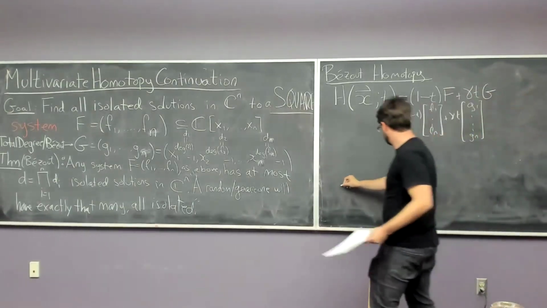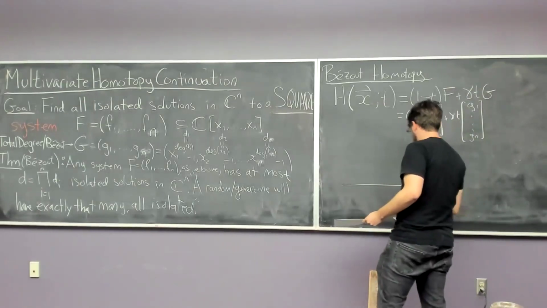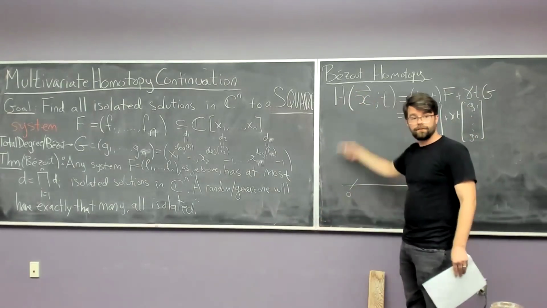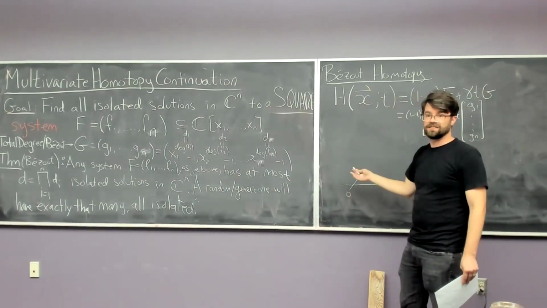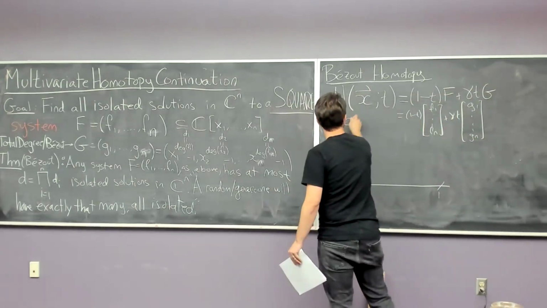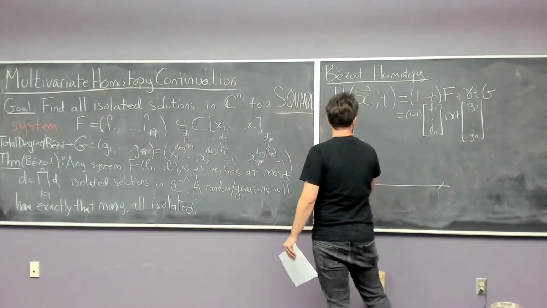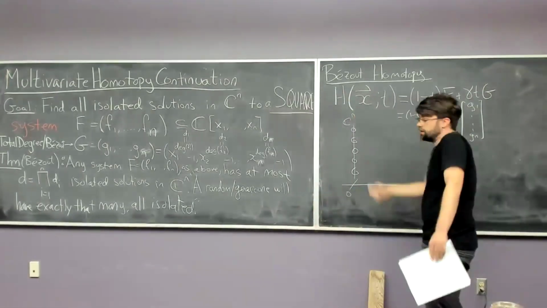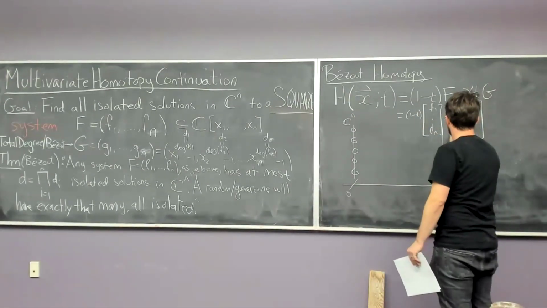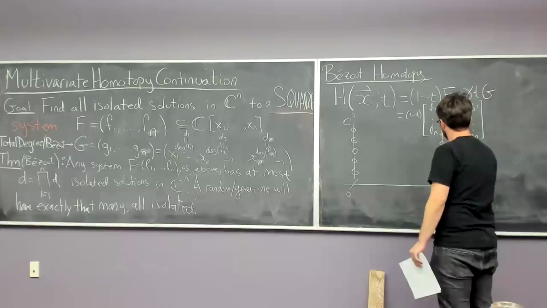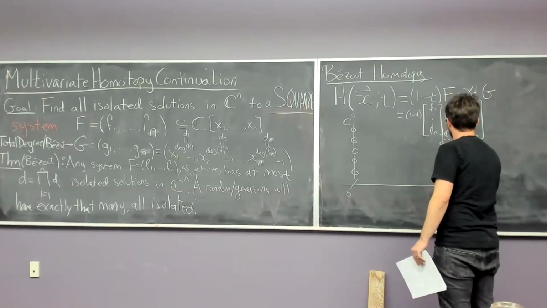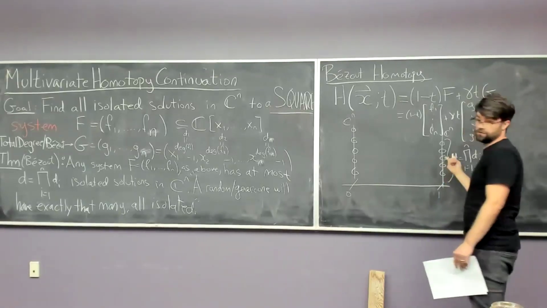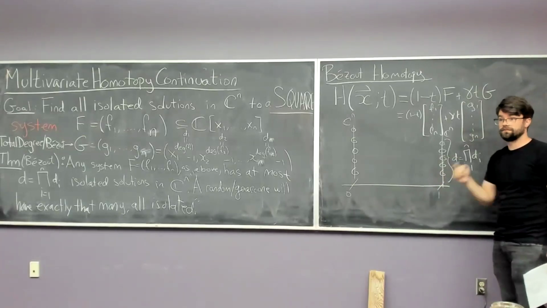So now our picture looks like this. Really similar to the one we usually write, except now the up part is a C to the n, not just a C. We have some number of solutions. Who knows how many? But here in this C to the n, we do have d solutions, and they're all isolated.